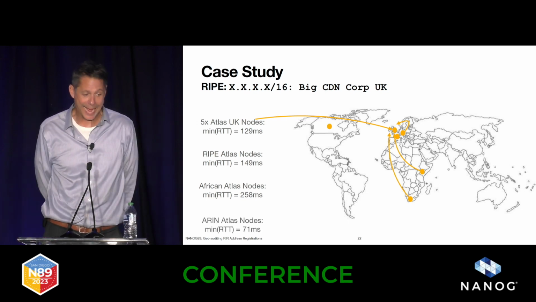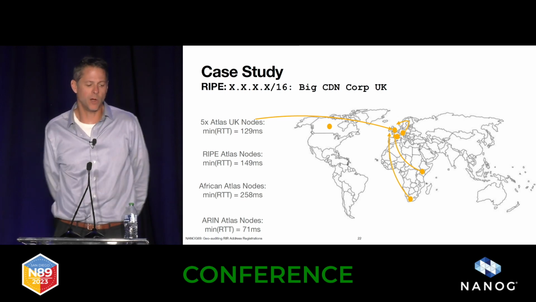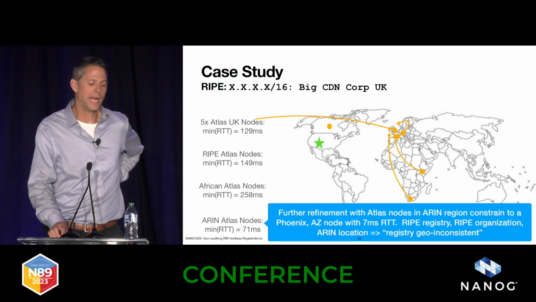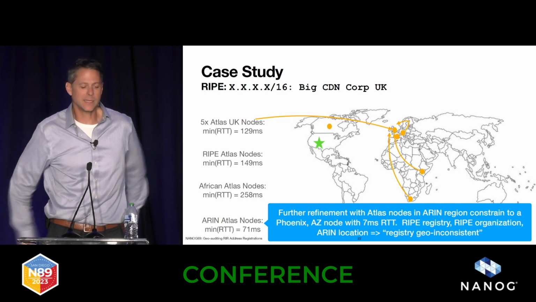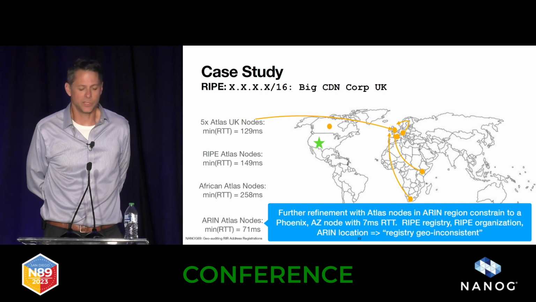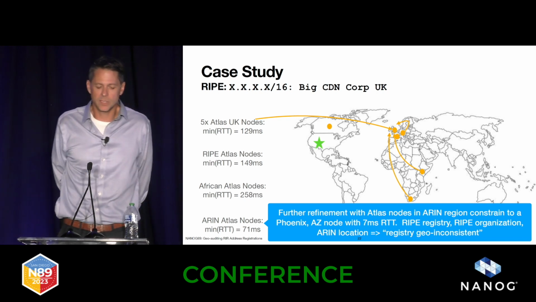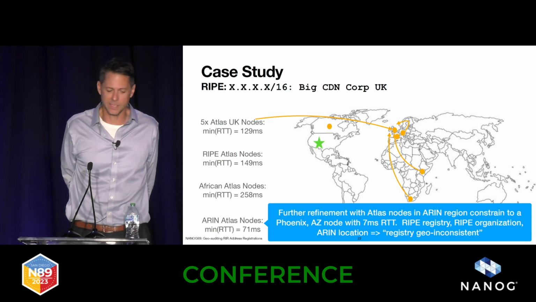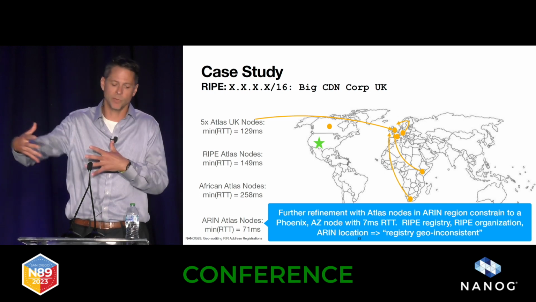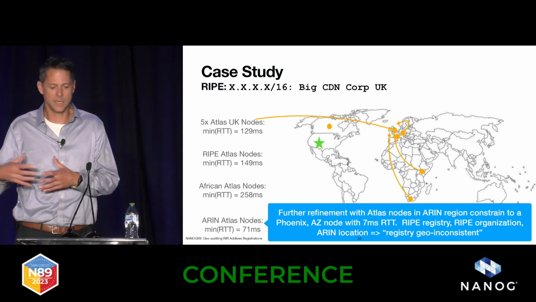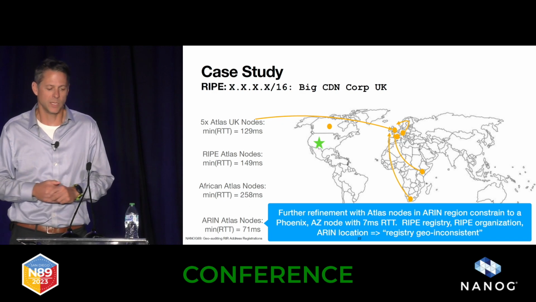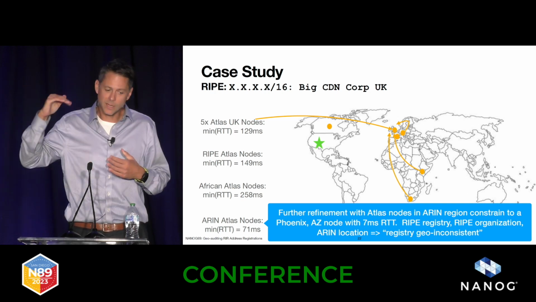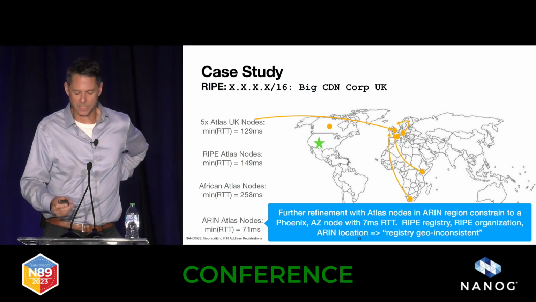However, for the Atlas nodes that were in the ARIN region, the minimum RTT actually turned out to be 71 milliseconds. And then through some rounds of refinement, it turns out that there's an Atlas node in Phoenix, Arizona that has a 7 millisecond RTT to this particular target. It's almost certainly the case that this particular prefix is being used to number resources in a Phoenix data center. So this is an example of a RIPE registered prefix that's registered to an organization in the RIPE region, but is actually physically being used in the United States, in ARIN's location. So this is in our taxonomy what we would call registry geo-inconsistent.